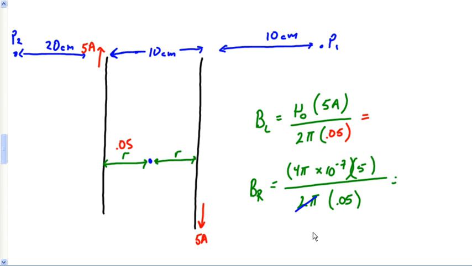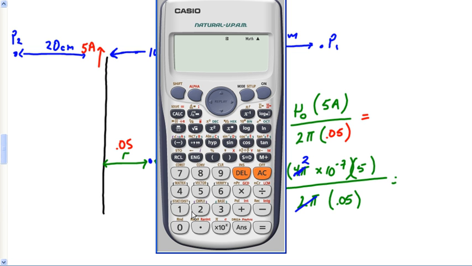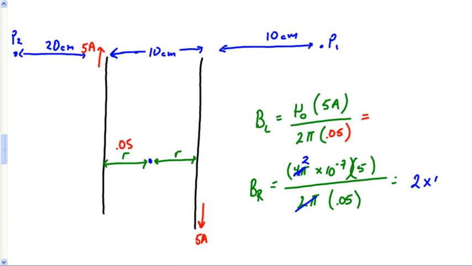This 2 pi reduces to nothing but a 2. So all I'm going to put in my calculator is 2 times 10 to the negative 7 times 5, and divide by that term on the bottom. So 2 times 10 to the negative 7 times 5 divided by 0.5. And it would be 2 times 10 to the negative 5. So this is 2 times 10 to the negative 5 Tesla.